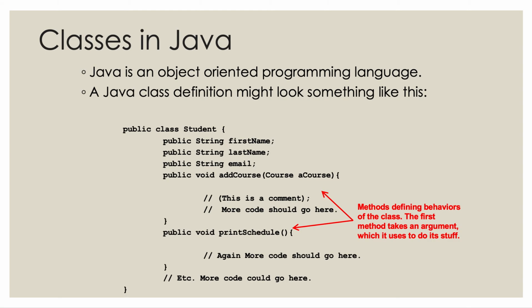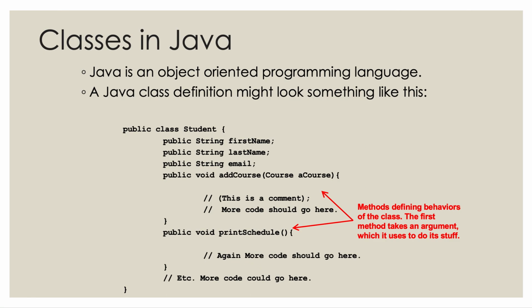And in front of addCourse, we have parentheses. Inside of these parentheses, we have Course aCourse, where aCourse has a data type of object Course. That means this method has one parameter as input. So whenever we use this method, we need to give it a parameter, an argument, to work with.